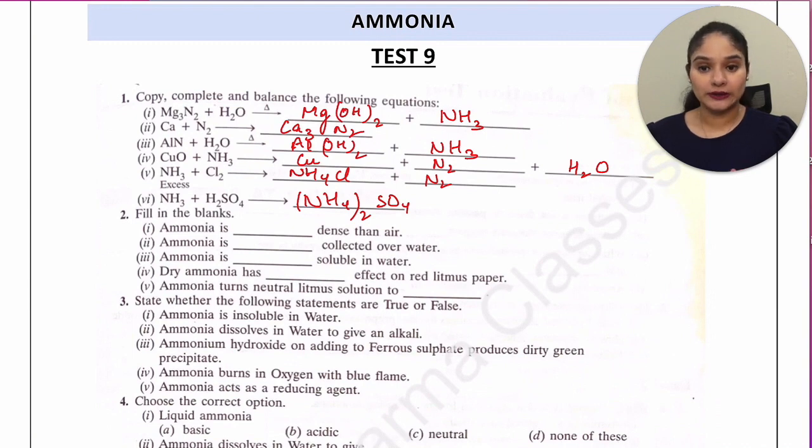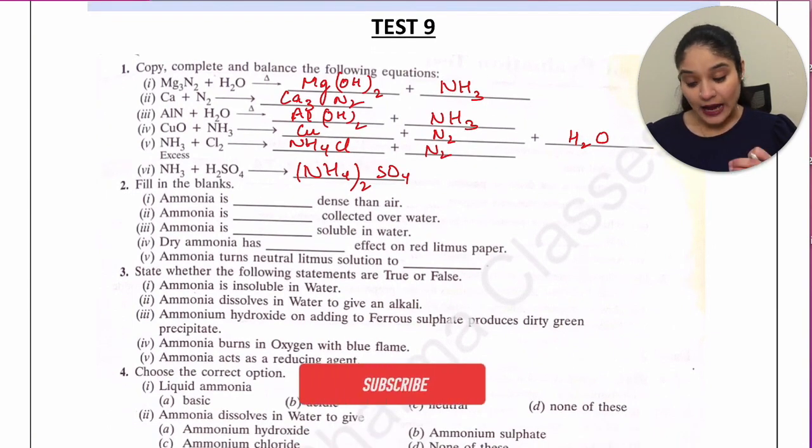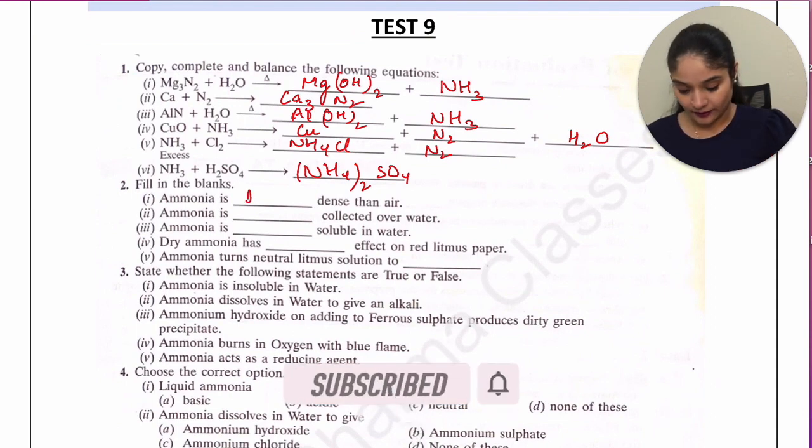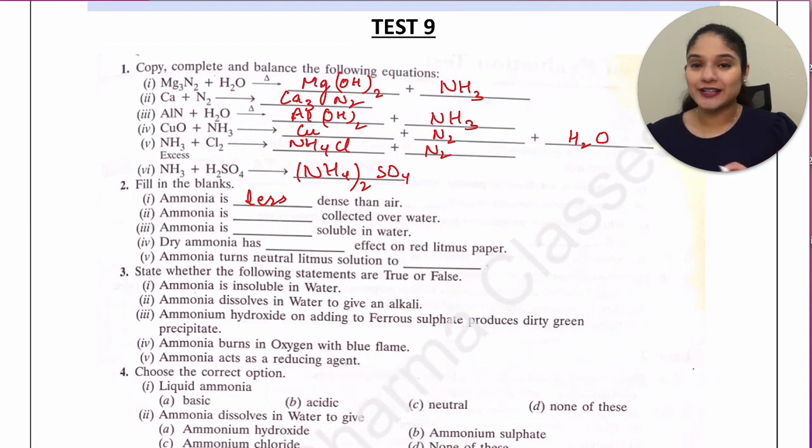Moving on to fill in the blanks. Ammonia is dash dense than air. It is less dense than air. Then ammonia is dash collected over water. It is not collected over water. Why is it not collected over water? That is because ammonia is highly soluble in water. So instead of getting collected over water, it will get dissolved in water. So ammonia is dash soluble in water. It is highly soluble in water.